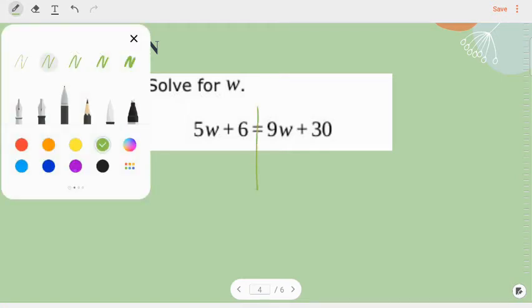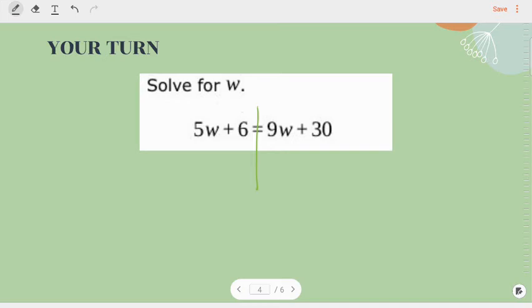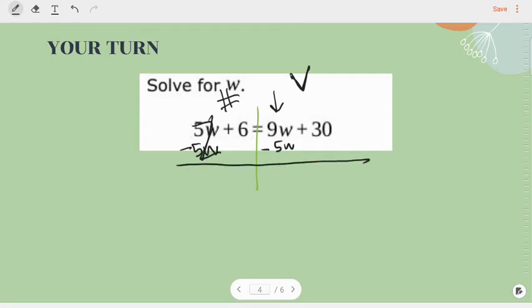Change colors to black. Decide which side you want to be your number side and which side is your variable side. I looked at 5W and 9W. 9's bigger, variable side, number side. Because this is my number side, I am going to get rid of the variable. Because it's positive, I need to subtract. All right, that zeroes out, and I'm left with on the left side 6 equals, what is 9 minus 5? That's 4. Don't forget to bring the W down, and don't forget to bring down the plus 30.